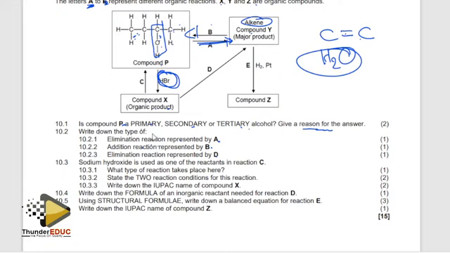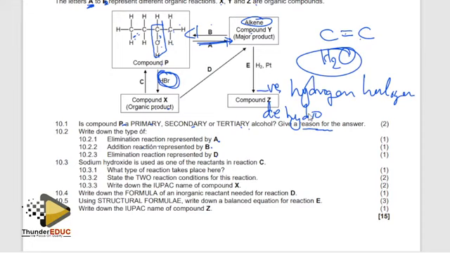Dehydrohalogenation, because I'm removing the hydrogen and the halogen. So it becomes, because I'm removing, then the word de. Hydro, meaning that I'm removing the hydrogen, then the halogen. That's why I'm saying dehydrohalogenation. You understand? So that is the reaction D. You see? It's simple.